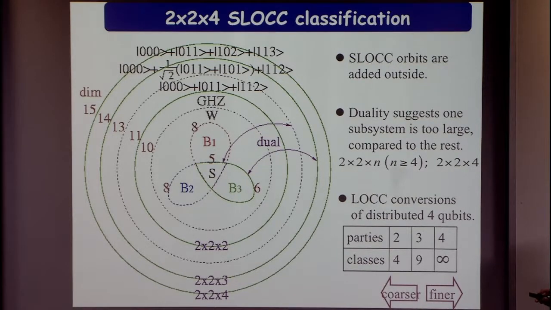As already mentioned, in this case we still have finitely many classes. But it is known that if you consider more parties, like four qubits, then in general we have infinitely many classes, in the sense that we may have finitely many closed varieties, but in between we have infinitely many orbits in general.